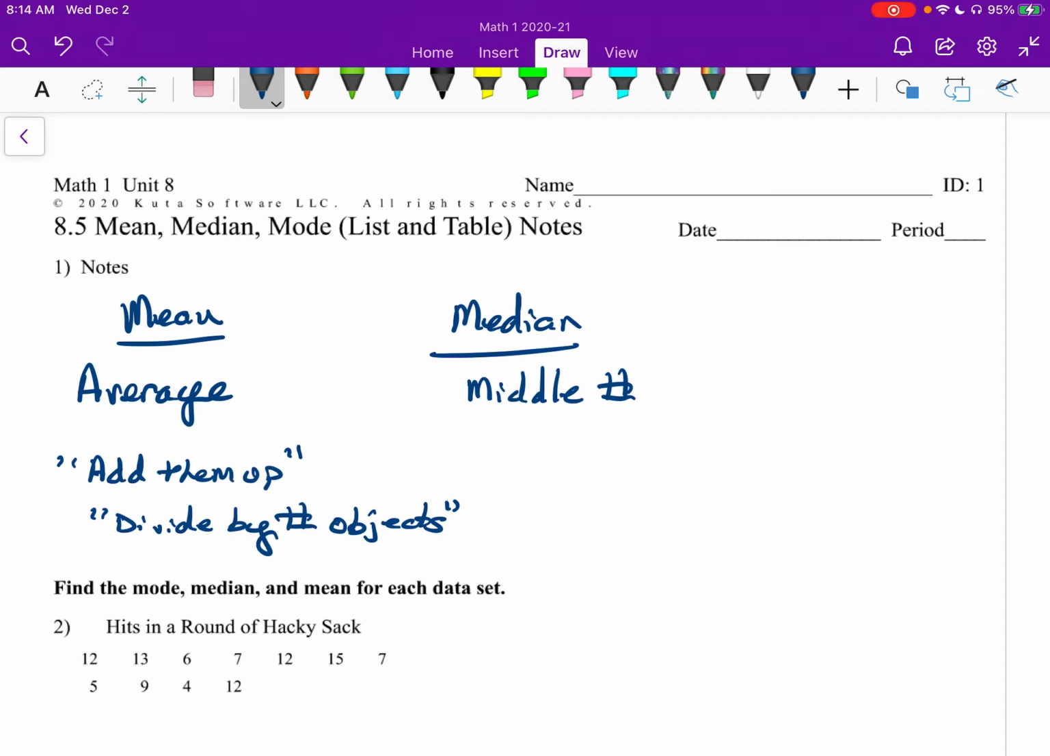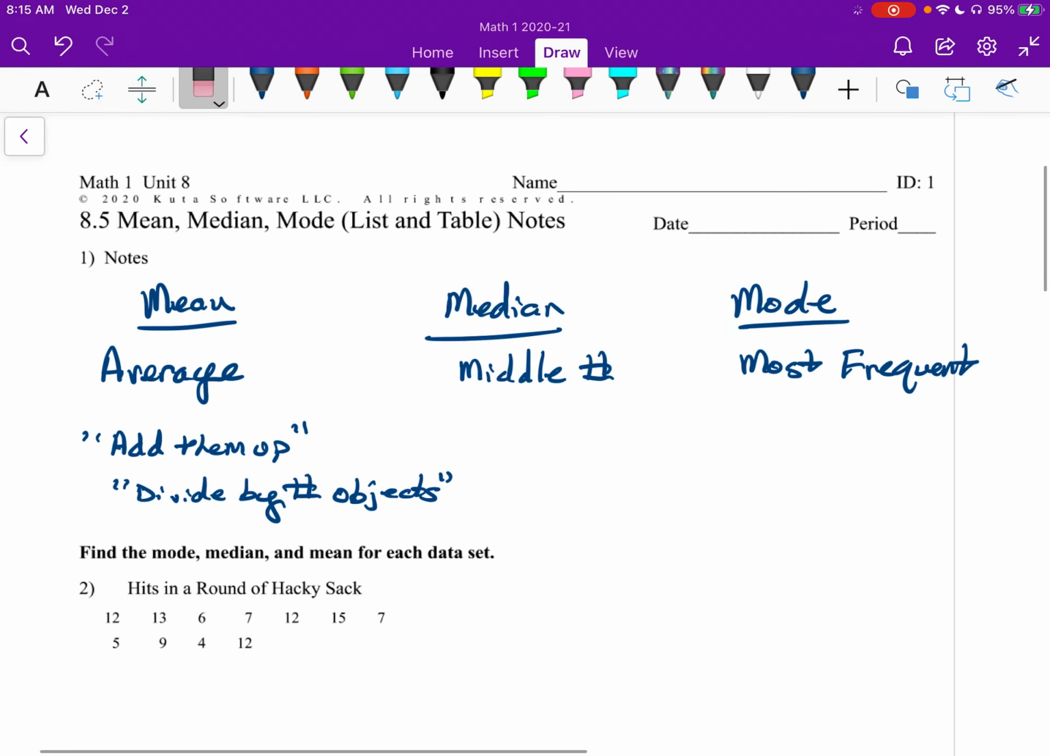Next up is mode, and the mode is the most frequent. We'll just say most frequent.